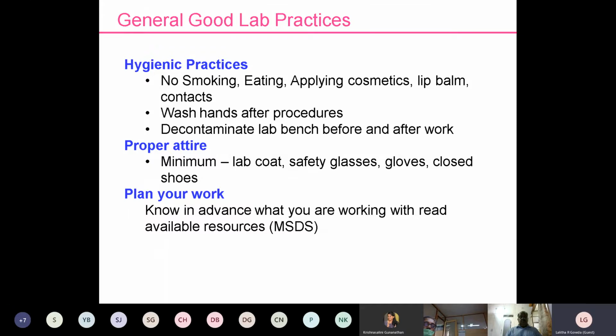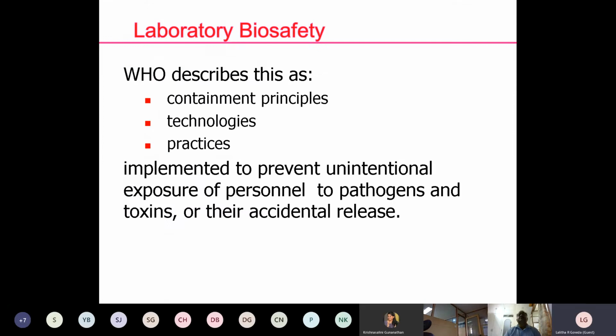And next is to know the work you are doing. As Vibha had very clearly said, you should know which organism you're working with. You should know which chemicals you're working with. Read the material safety data sheets of each and every chemical, and also learn about the pathogenicity and the safety of the organism that you're working with. So WHO describes laboratory biosafety as using containment principles, technologies and practices, mainly to prevent unintentional exposure of personnel to pathogens and toxins or their accidental release into the environment.